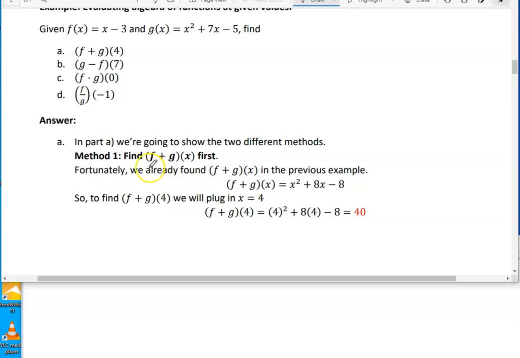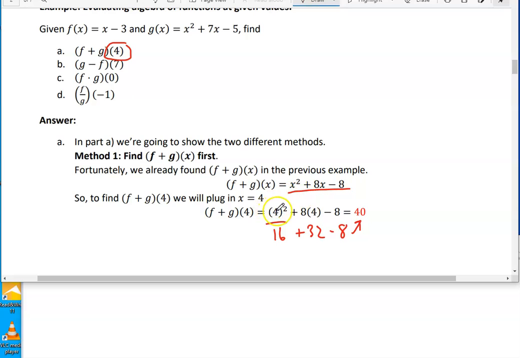So they're showing you, if I want to find f plus g of x, given a particular value of x, well, they say, let's combine them first, figure out what f plus g of x is for these two functions. Is that the correct answer? Well, let's find out. We figured it out from above. They're using the same f of x and g of x from up above. We know f plus g of x is this. Well, if I want to know what is f plus g of 4, I'll just plug 4 in there, and 16 plus 32 minus 8. 16 plus 32 gives me 48, minus 8 gives me 40. Yes, they got the right answer.